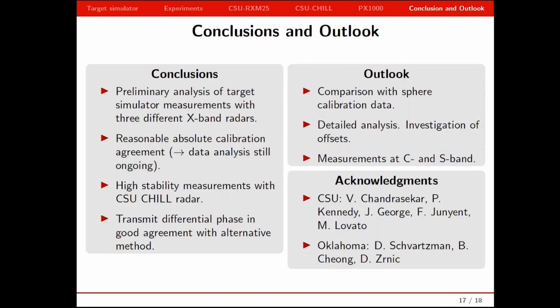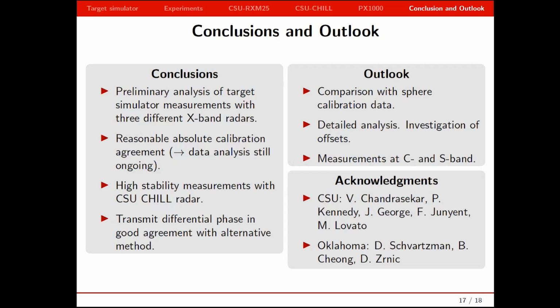And this brings me already to the conclusions. So we were investigating 3 different H-band radars. The measurements were done 2 months ago, so it's still very preliminary analysis, but what we can already say is that we found a reasonable agreement in the absolute calibration. Also, data analysis is still ongoing. We found high stability measurements with CHILL radar. So for me, the most impressive thing actually. And we also found, as I just showed, that we can measure the transmit differential phase with a good agreement to the alternative methods.